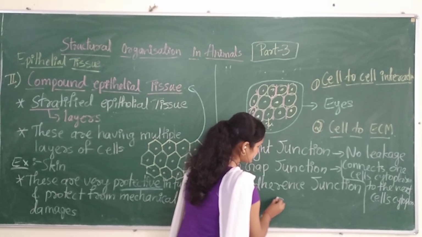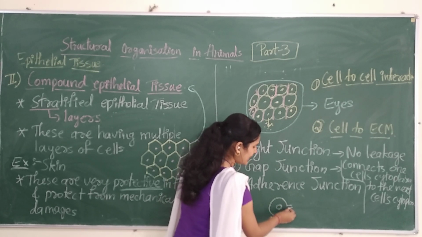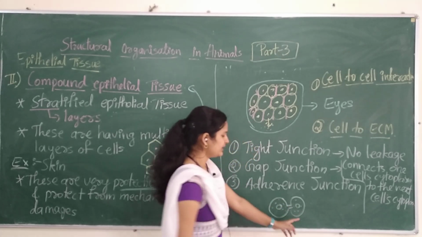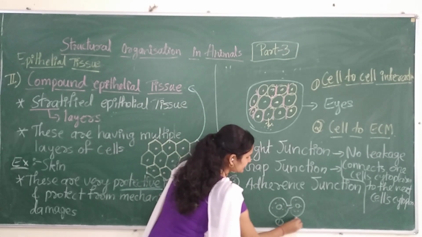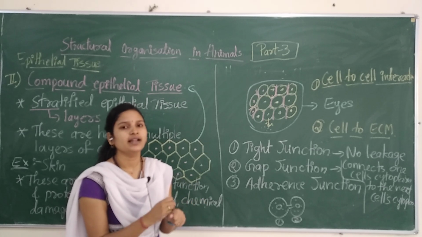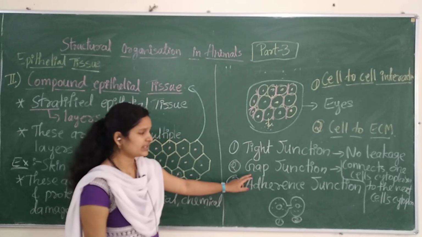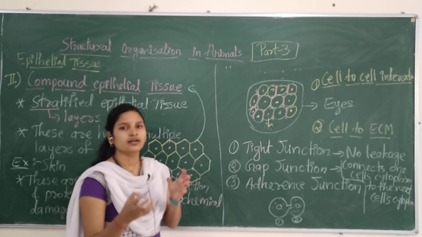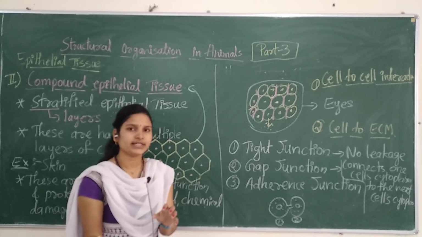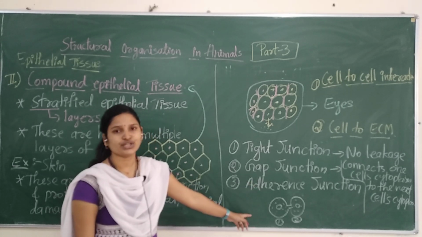For example, if this is a cell and this is the nucleus, it is going to form one channel so that it can interact with the cytoplasm of the other cell. This is cell number 1 and this is cell number 2. So gap junctions are mainly helping the interaction between two cells, and that too, one cell's cytoplasm interacts with the other cell's cytoplasm. That is nothing but the function of gap junction.